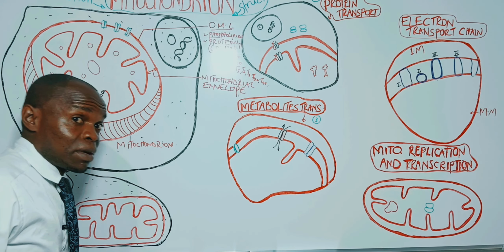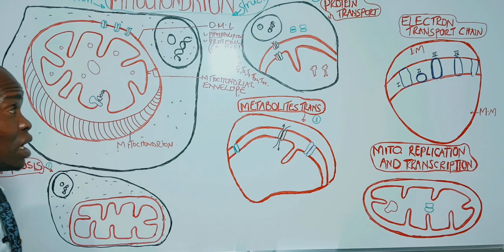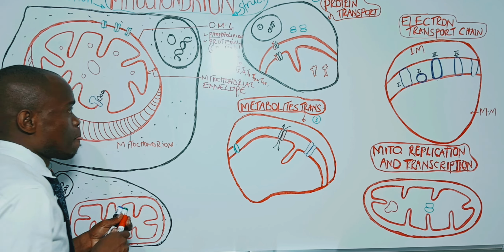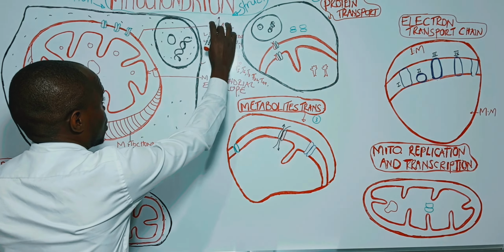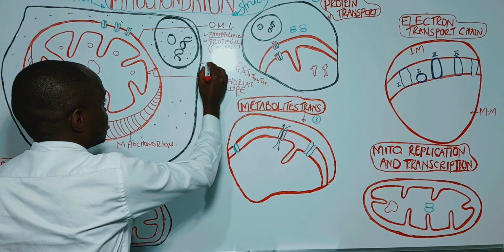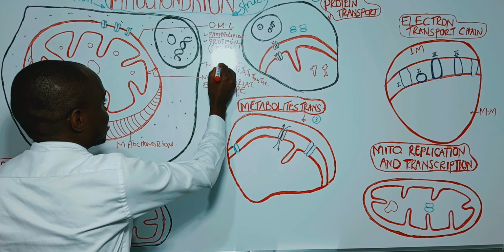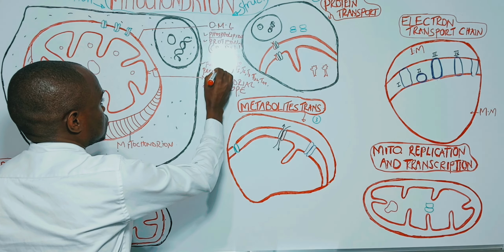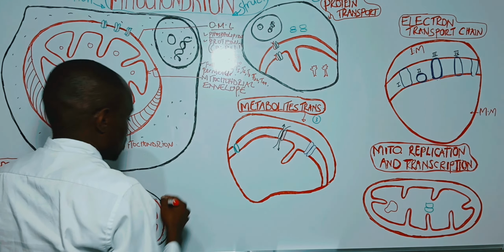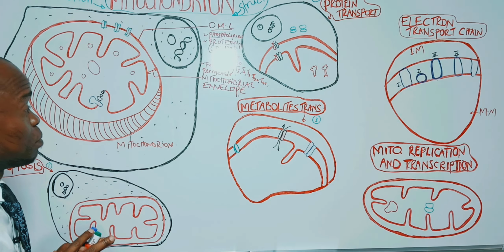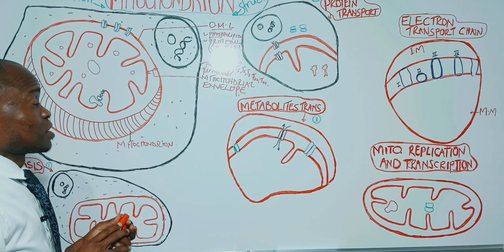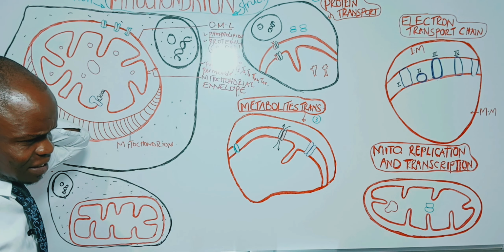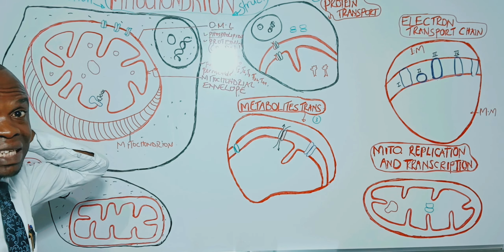Now, we should also remember that the outer membrane of the mitochondria is fully permeable. That is what we call permeability. So we say it is highly permeable, because it consists of these TOMs, which are proteins in nature.